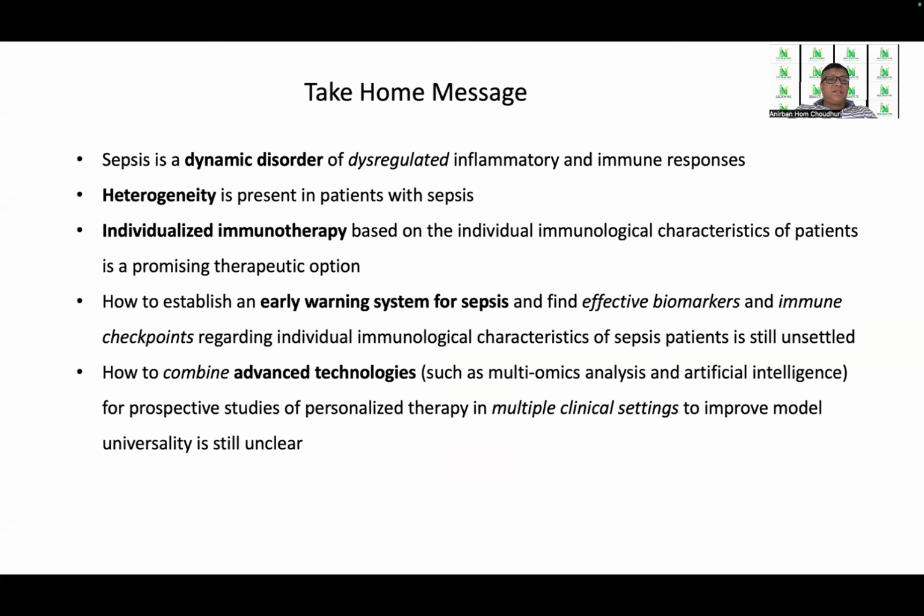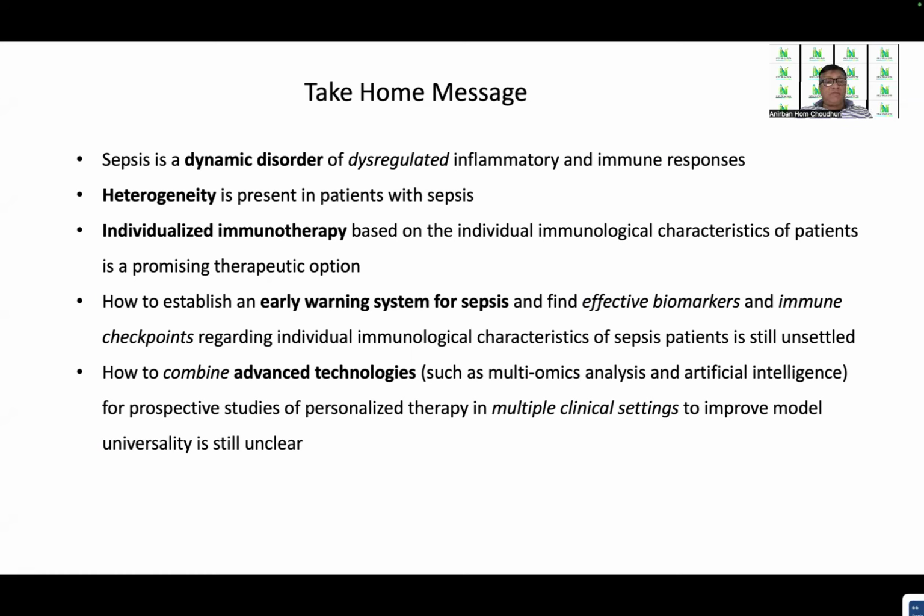So my take-home message is that sepsis is a dynamic disorder of dysregulated inflammatory and immune responses, where heterogeneity in patients is the rule, and therefore individualized immunotherapy has been the focus of research, because the individual immunological characteristics of patients are a promising therapeutic option. But it is still not clear how we can establish an early warning system for sepsis and find effective biomarkers or immune checkpoints for these individual immunological characteristics. So a large part is still unsettled, but good work is going on.